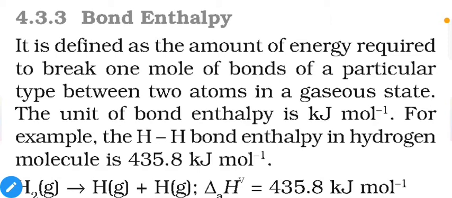For example, the H–H bond enthalpy in the hydrogen molecule is 435.8 kilojoules. That means if you have 1 mole of hydrogen gas, then you have to apply 435.8 kilojoules of energy to break all of these bonds. Or in reverse, we can say that if you have 2 moles of hydrogen atoms, then when these 2 moles of hydrogen atoms combine and produce 1 mole of hydrogen gas, H2 gas, it will release 435.8 kilojoules of energy.